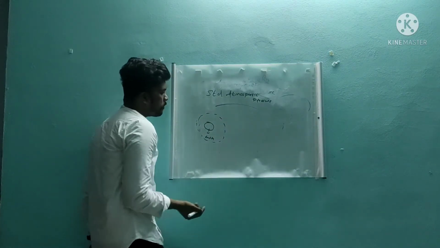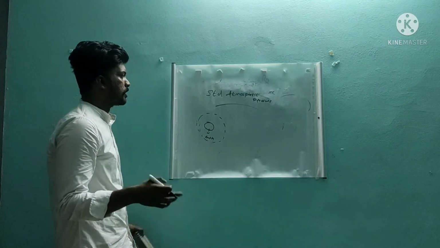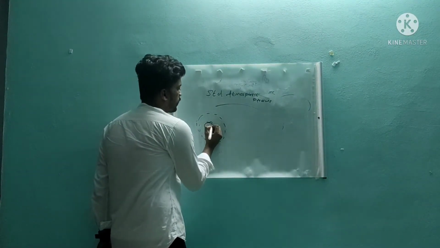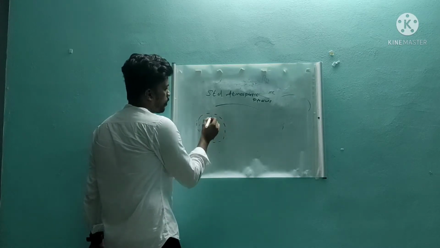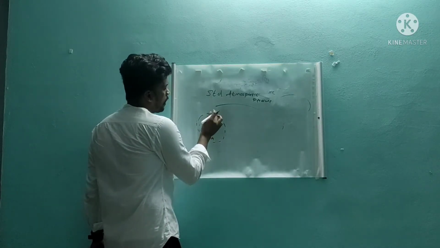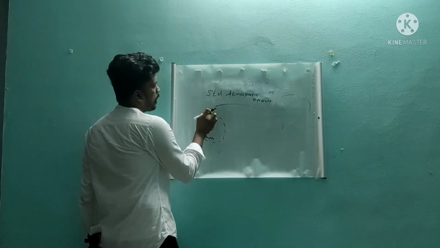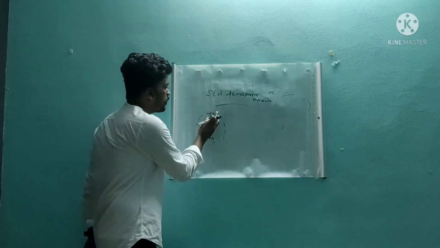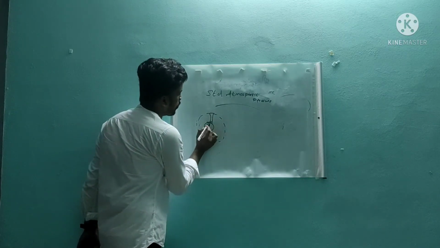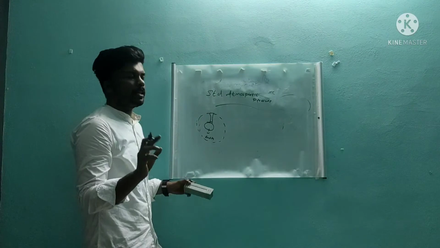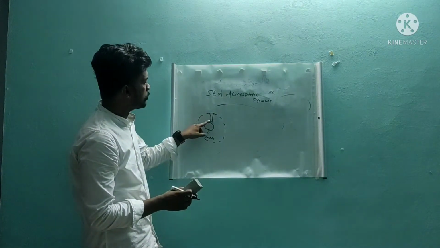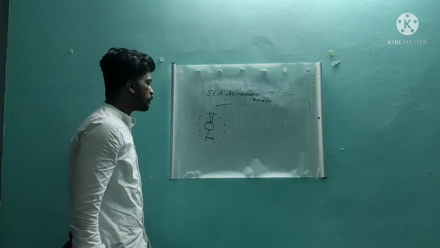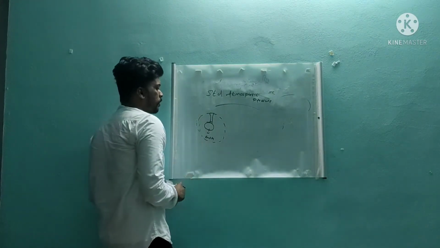We already know what atmospheric pressure is. What is the atmospheric pressure of this area? This area is from here to the end of this boundary of the atmosphere. The force exerted by the gases on this unit area, force per unit area, is atmospheric pressure.